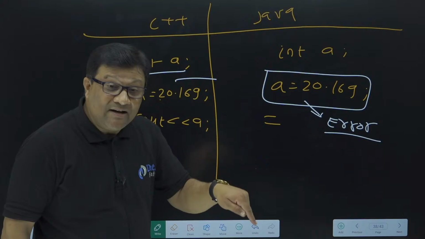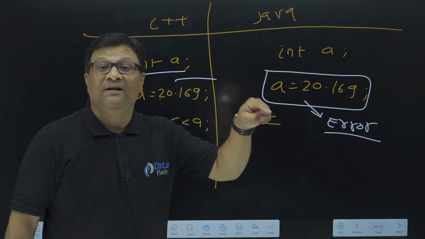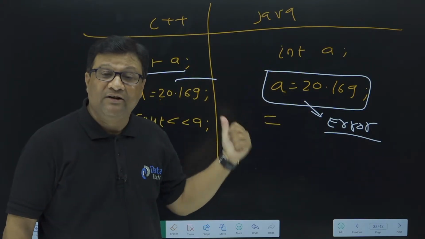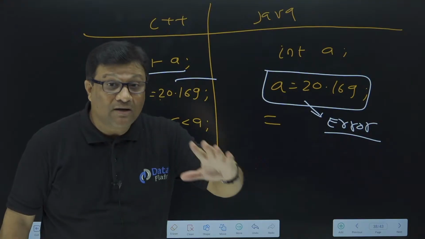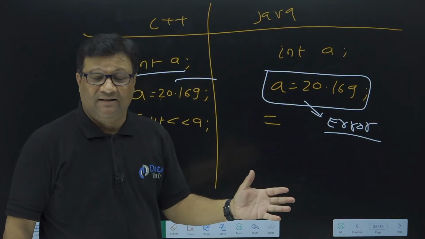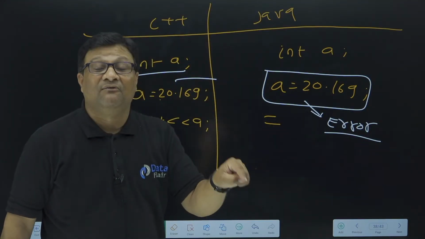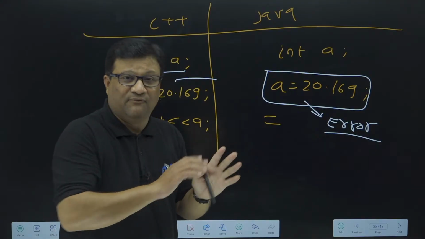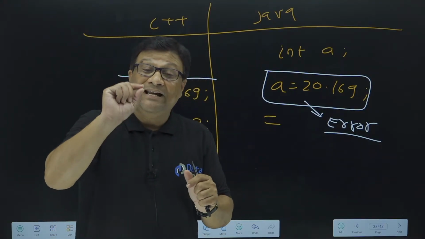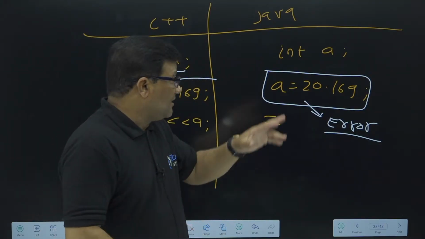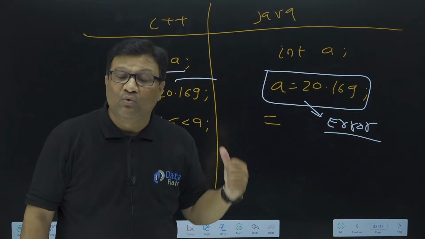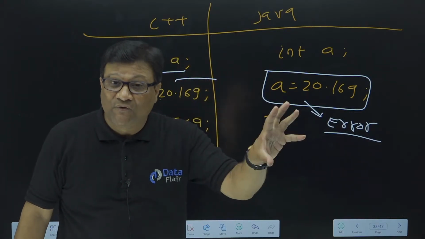Here you have to forcefully convert this 20.169 into an integer. Java will not convert it implicitly. You have to forcefully convert. Forcefully means you have to write an extra line of code to convert this 20.169 into an integer. That is called forceful conversion, right?